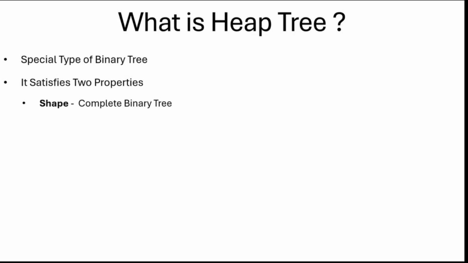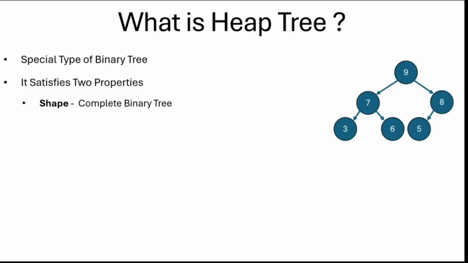First is shape. So in heap tree, the shape of the tree is complete binary tree. So when we say complete binary tree, it means that each level starting from level 0 has the nodes and any new node or any new element is added at the last level of the tree. So above levels will always have the nodes. So that is called as a complete binary tree. And the shape of the heap tree is always complete binary tree.